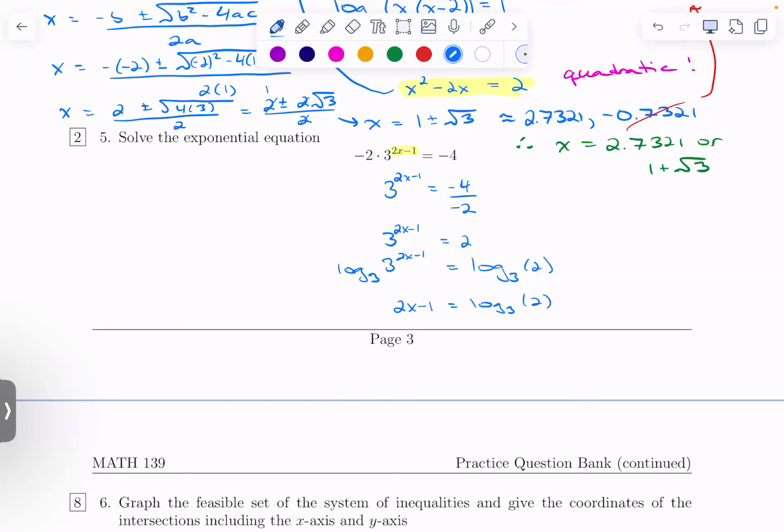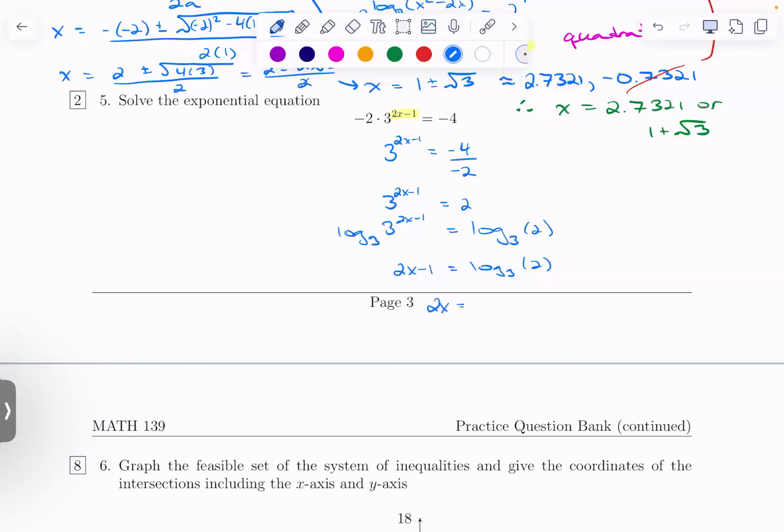And so now I can just rearrange everything and solve for x. So I get 2x is the log base 3 of 2 plus 1. So x must be the log base 3 of 2 plus 1, divided by 2. And I would just leave it there. You don't have to figure out what that is. No, because there's no restrictions on the domain of x, and so it'll just take any value of x.